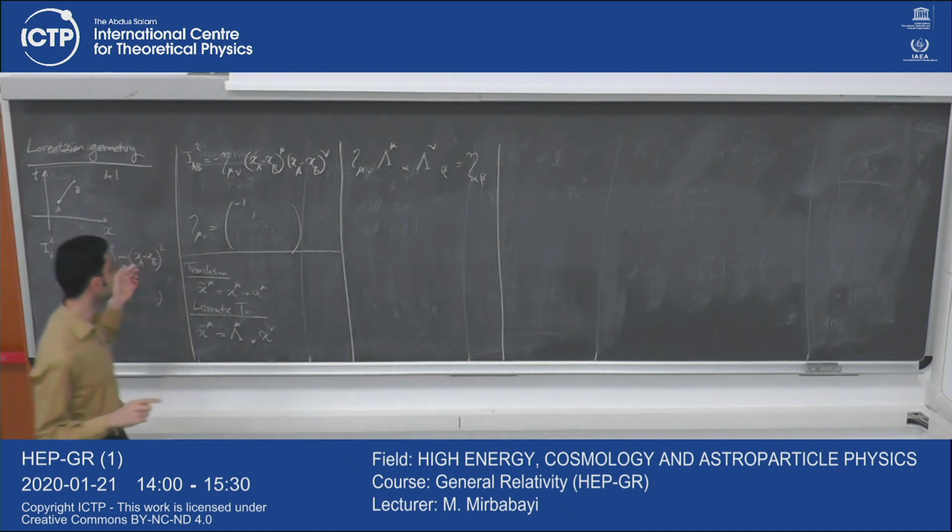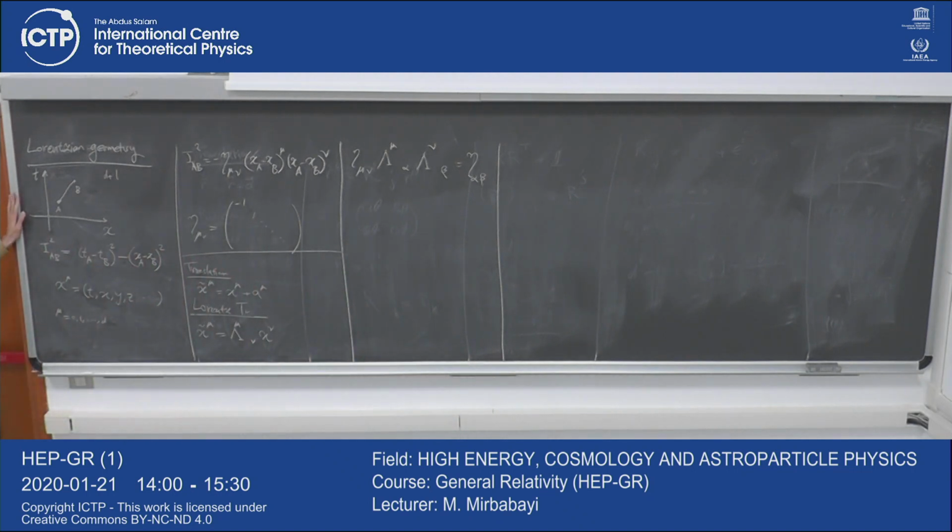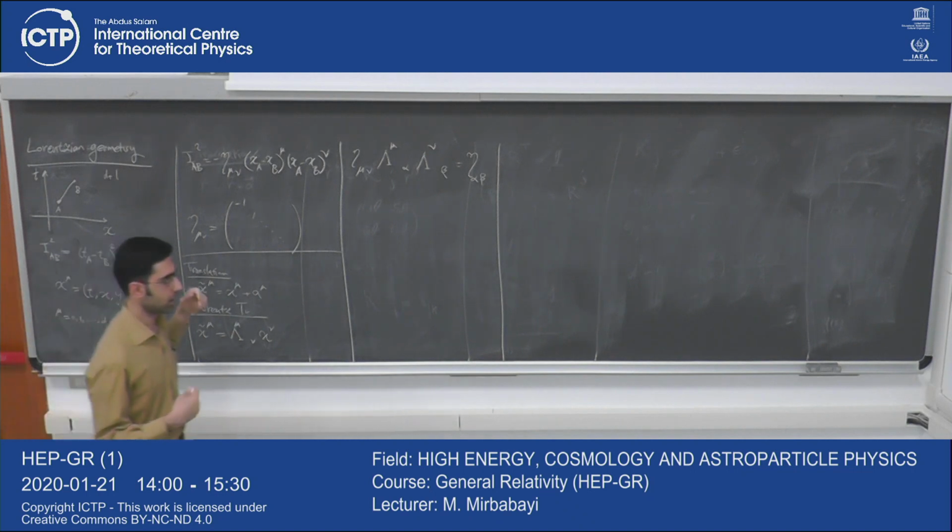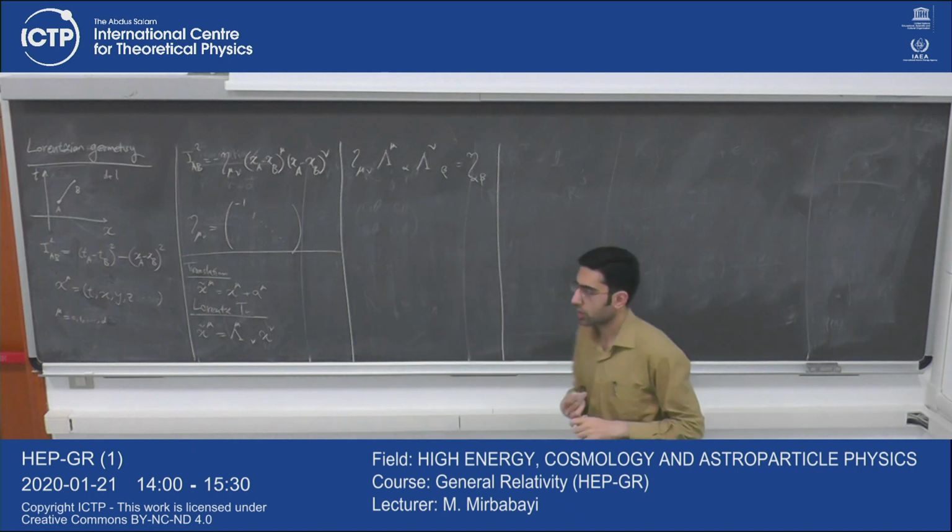Another important feature of this Lorentzian geometry is that we have a notion of causality, and that is because this interval is not sign definite, as opposed to the Euclidean interval, which was positive definite. This interval can be either positive or negative or zero, and depending on that we have a causal structure.